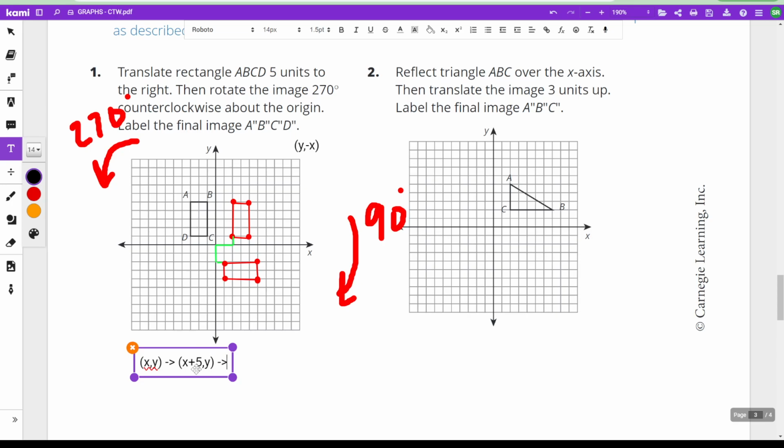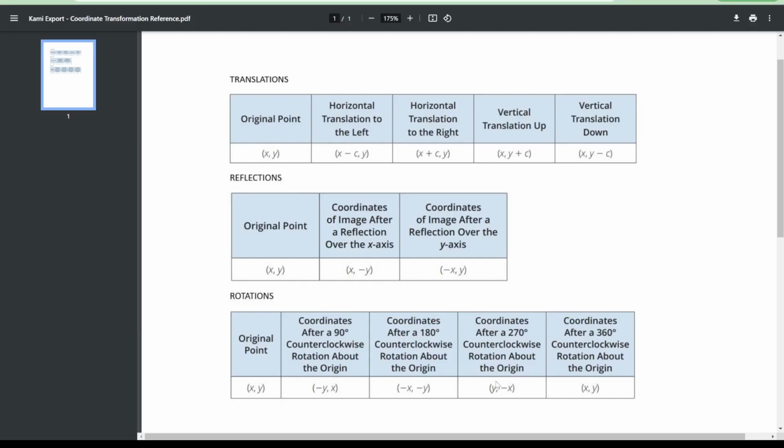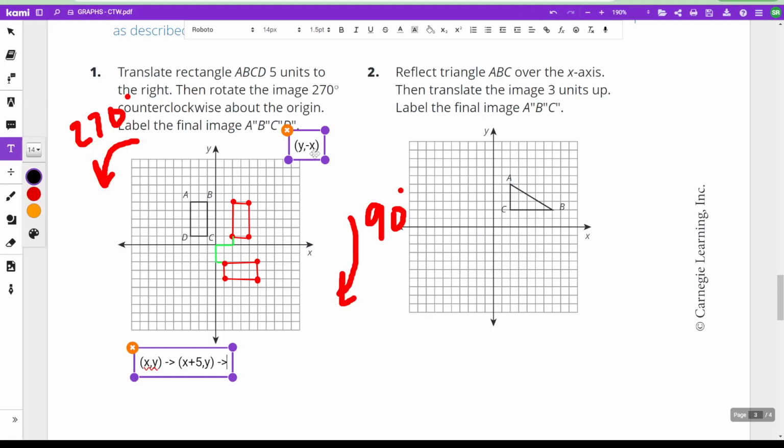Now we want to take these coordinates that we translated 5 units to the right, and we want to rotate them 270 degrees counterclockwise. Well, if we go to our reference sheet over here, we'll see that a 270 degree counterclockwise rotation about the origin transforms our original points x, y such that they are y, negative x. And I have that listed out here so that we can readily see it. But now our coordinates are not x, y. Now they're x plus 5, y. And so what you need to make sure is that you treat x plus 5 as your x coordinate in its entirety and y as your y coordinate.